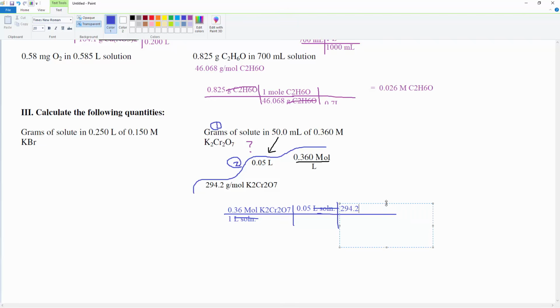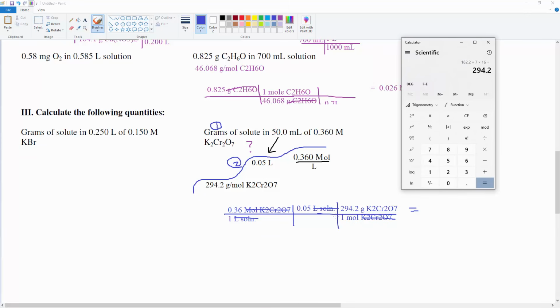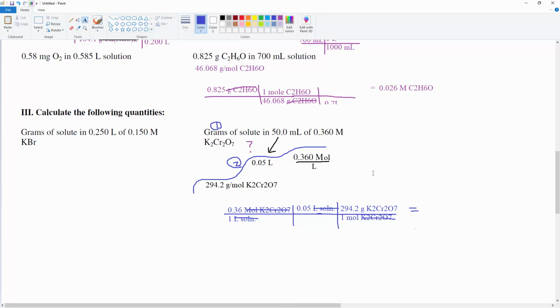So 294.2 grams K2Cr2O7 in every 1 mole K2Cr2O7. When we do that, our moles of potassium dichromate cancel. We're left with grams, which is just what they asked us for. So 294.2, multiply that by 0.05, multiply that by 0.36, and it looks like 5.30 grams. Is that what you got?